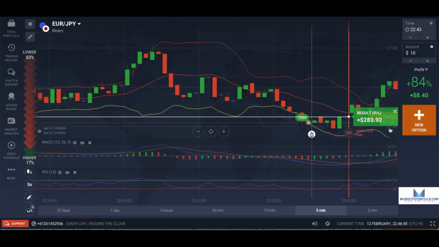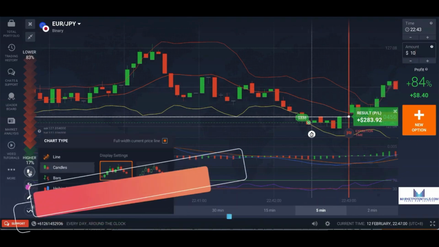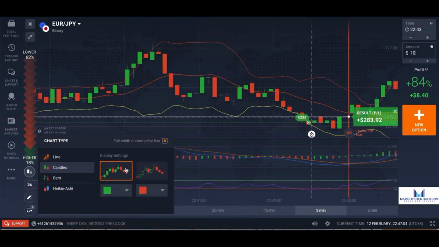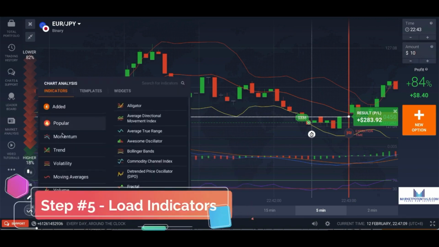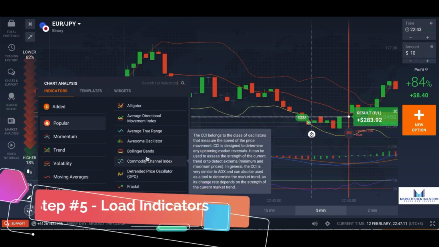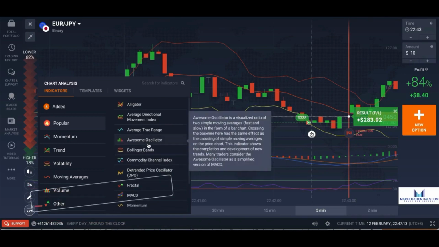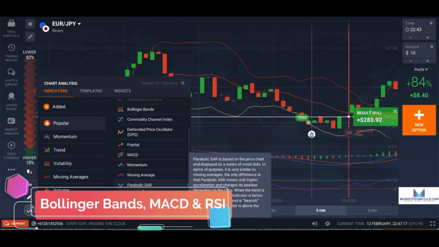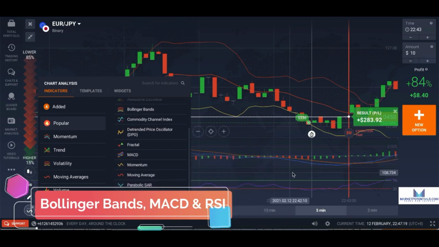Okay, now before I just move away from this, I'm just going to show you the technical indicators. So you're going to come down here, you're going to choose the chart type. I just prefer the candlestick. And then you're going to come down here to the indicators, popular section. You're going to make sure that you've got the Bollinger Bands, awesome oscillator. I'm using the MACD, moving average convergence divergence, and the RSI, relative strength indicator.